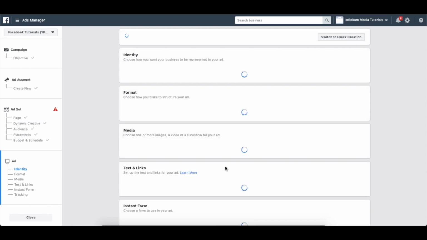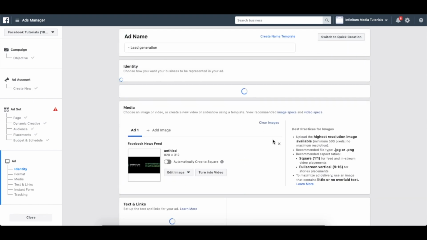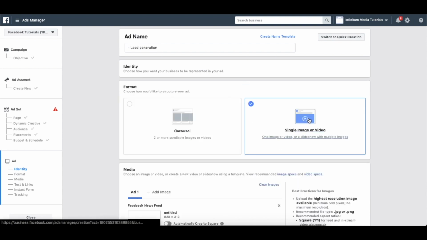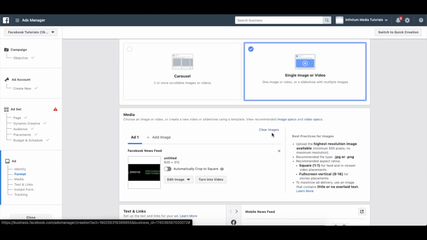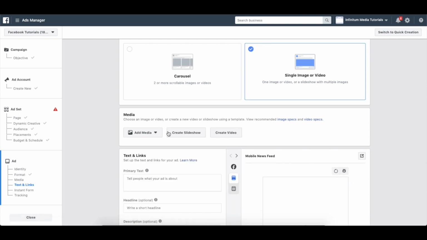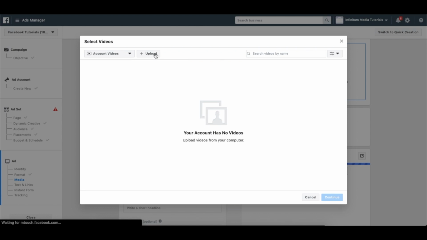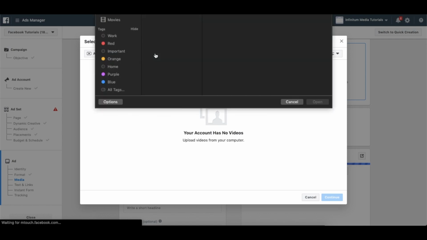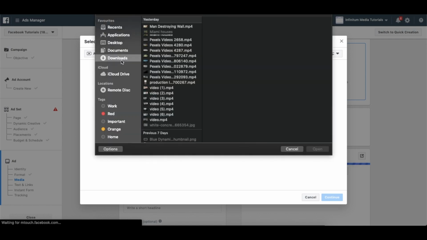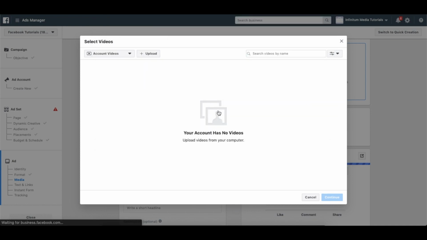Okay, and this is the main part. This is where we create the ad, and here we're going to have single image or video. We're going to clear all images. We're going to click add media, add video, and we're going to have our video uploaded. Okay, Miami houses.